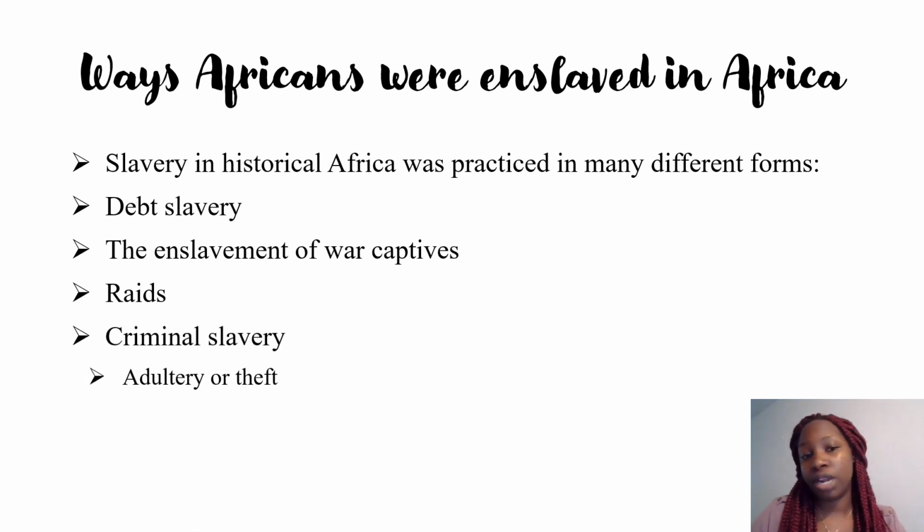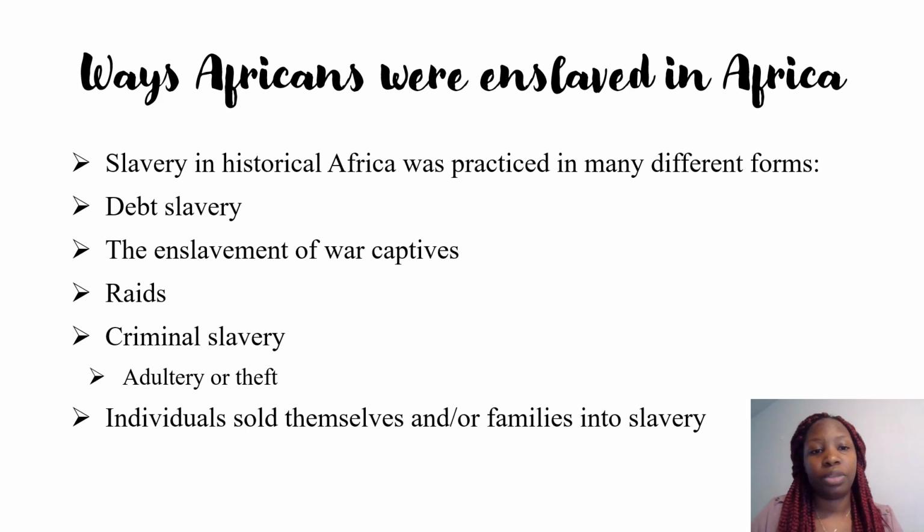Criminal slavery. Some examples would be adultery or theft. You could actually be enslaved because of crimes that you committed. And individuals sold themselves and their families into slavery. Sometimes people didn't have the money or the resources to survive, so they sold themselves into slavery.